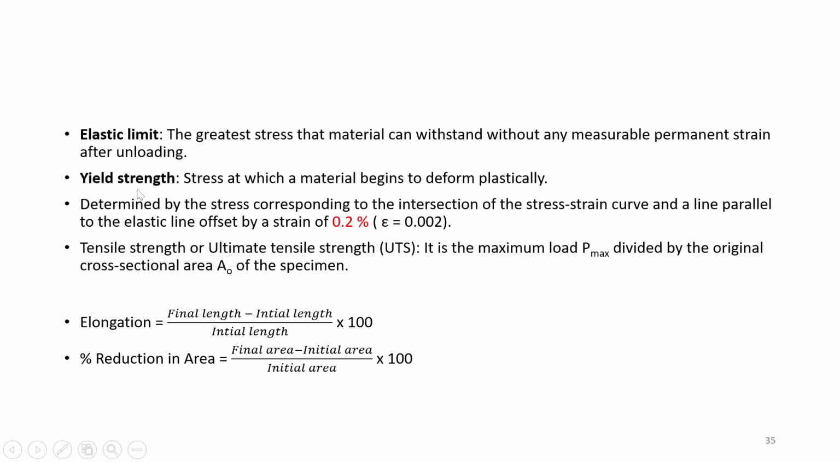Next is yield strength. It is the stress at which a material begins to deform plastically, and it is determined by the stress corresponding to the intersection of a stress strain curve and a line parallel to the elastic line, offset by a strain of 0.2%. So strain will be 0.002.